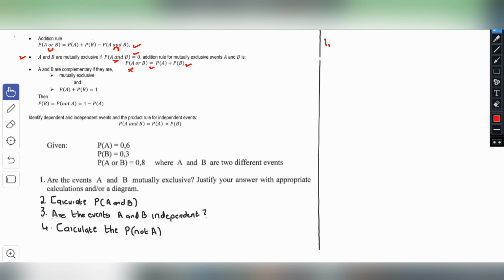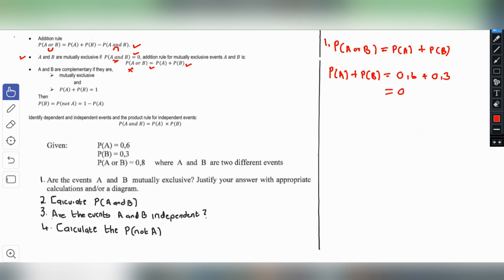So the first thing that you're going to do is write that formula, whereby you say the probability of A or B is equal to the probability of A plus the probability of B. This formula is for mutually exclusive, right? So now we have the probability of A or B, right? So now let's find the probability of A plus B. Therefore the probability of A plus the probability of B is equal to 0.6 plus 0.3, right?